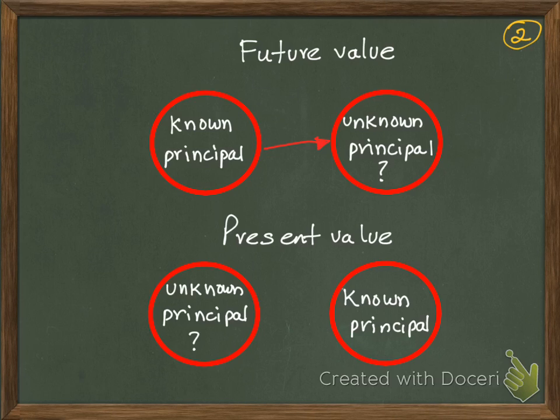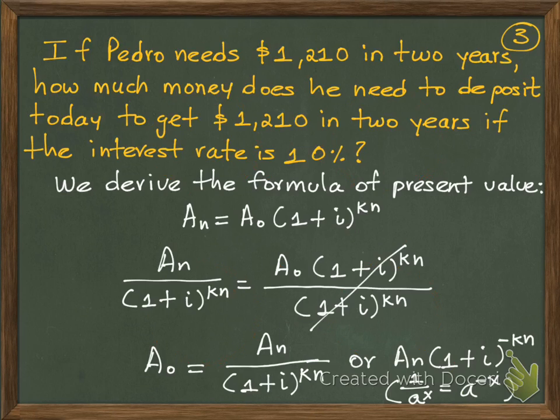We do not know the initial amount, but we know the final amount, the amount in the future. But we want to calculate that amount in the present. Okay? So actually, this is the other way around. So we are in the future in the case of present value, and we want to calculate that value in the present. Okay? So those are the concepts of future and present value.